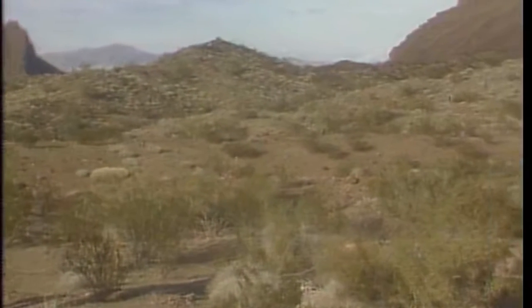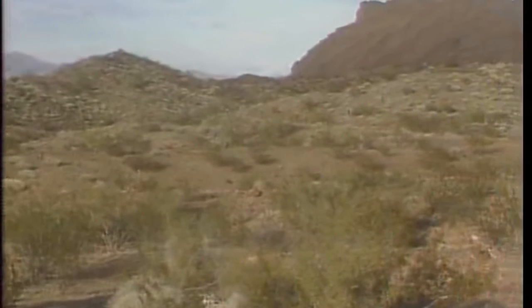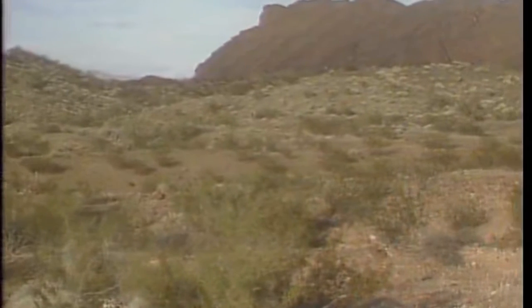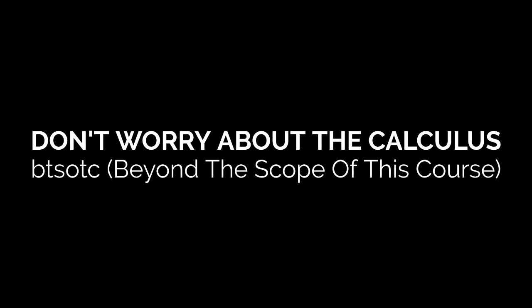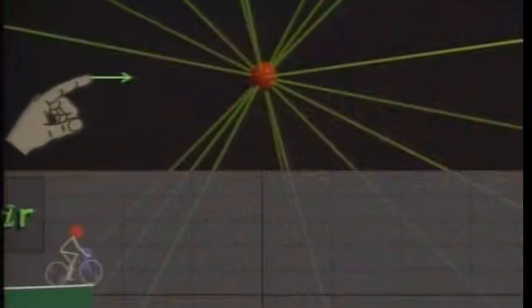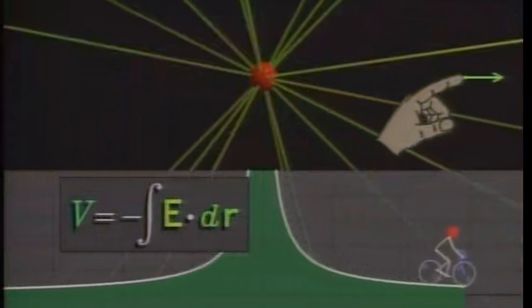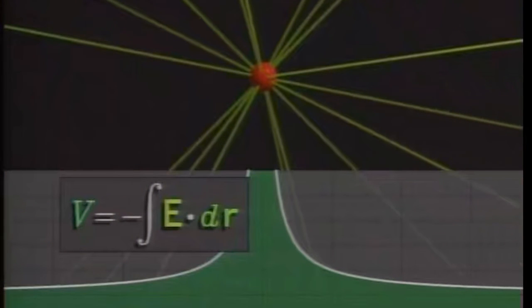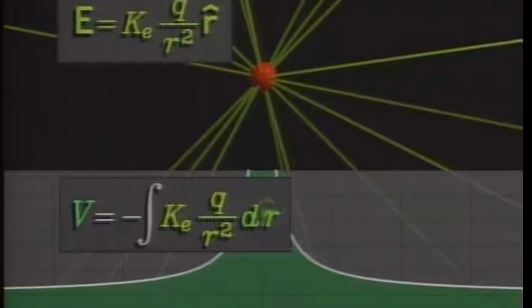To put it in more mathematical terms, the electric field is a negative derivative of the potential. Or, in other words, the potential is minus the integral of the electric field. The electric field of a single point charge is proportional to 1 over r squared. So its integral is proportional to 1 over r.